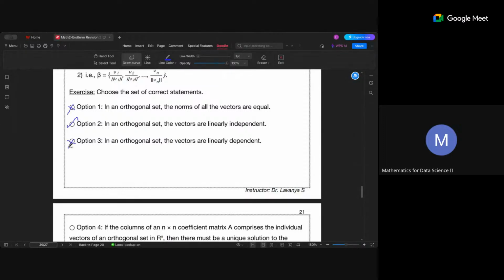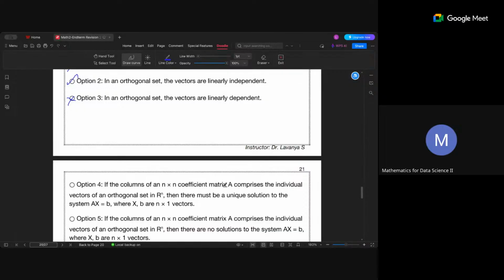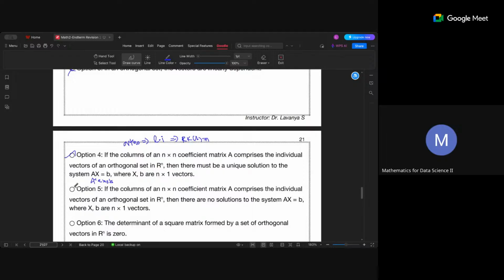If the columns of an n by n coefficient matrix A comprise the individual vectors of an orthogonal set in Rn, then there must be a unique solution to the system Ax is equal to B. Is that true? Yeah. Because orthogonality implies linear independence. Yes. Linear independence implies that rank of A is equal to n. And if rank of A is equal to n, you know it is a full rank matrix. So A inverse exists and you have a unique solution. Right? So this option says the opposite, that there are no solutions. So this is incorrect.